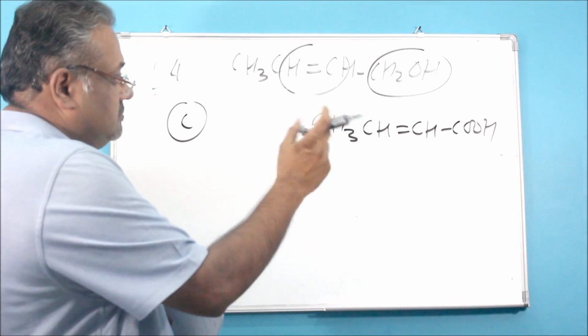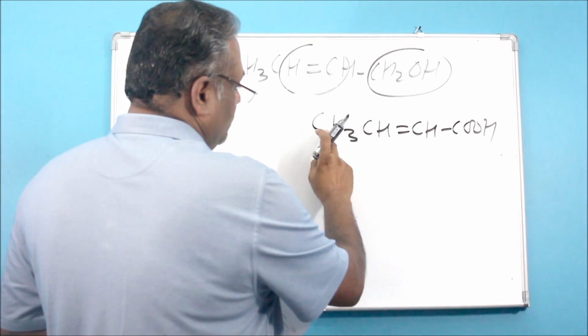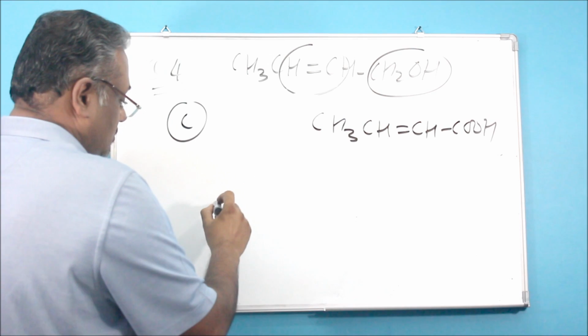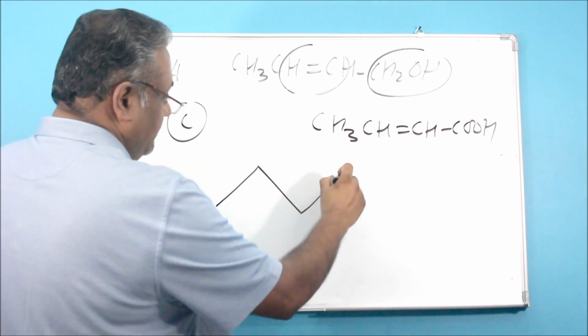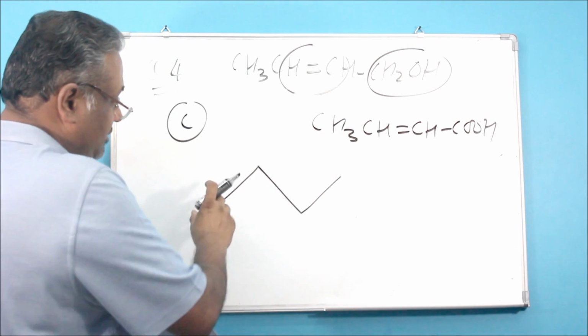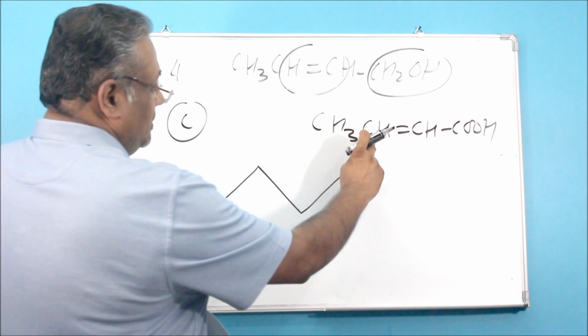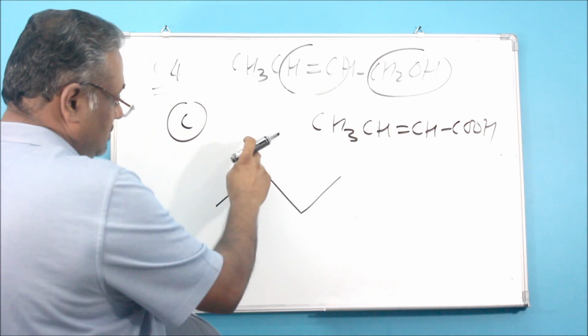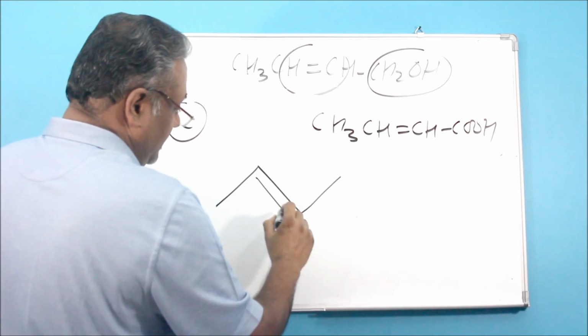Well, you should count the number of carbons. You have 1, 2, 3, 4. So 1, 2, 3, 4. That's usually how we do it. Each corner there is a carbon. There's a double bond between 2 and 3. So 1, 2, 3. So there's a double bond between them.